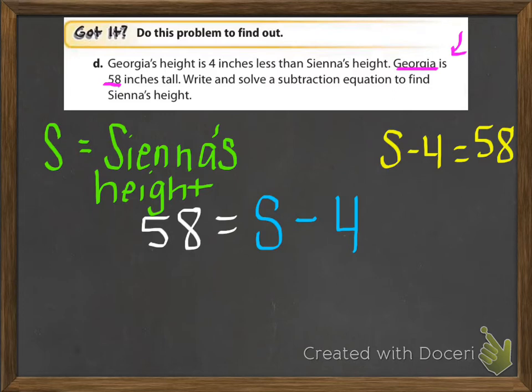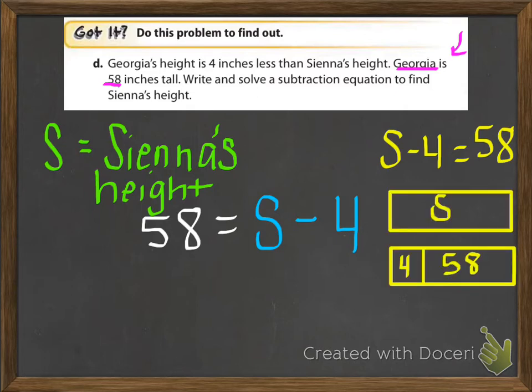So if we look at the problem S minus 4 equals 58 that I have over here on the right, you need to think to yourself, okay, if we subtracted 4 and we got 58, then that must mean that Sienna's age has to be older than the 58. And by how much? Well, it's going to be by 4. So it'll be 59, 60, 61, 62. So let's go ahead and see if we can put that into a model.